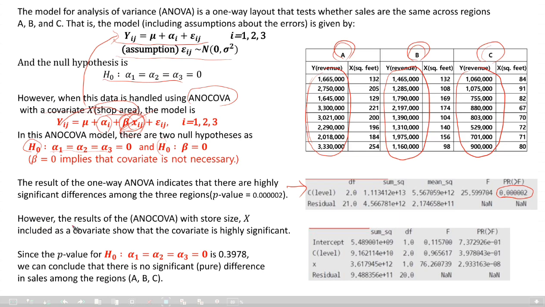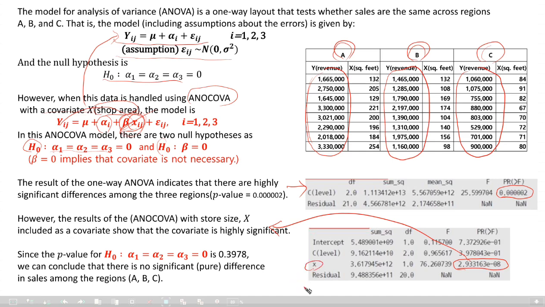However, the result of ANCOVA with the store size X included as a covariate shows that the covariate is highly significant. Where is it? This p-value. The p-value for the covariate is very small, so it is very highly significant.